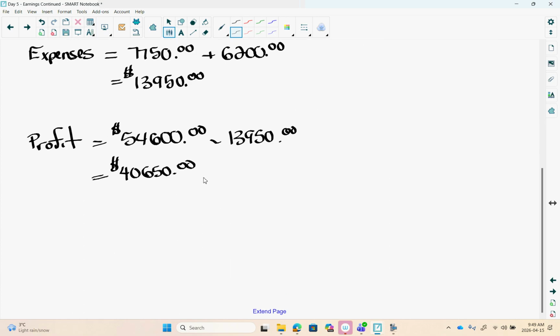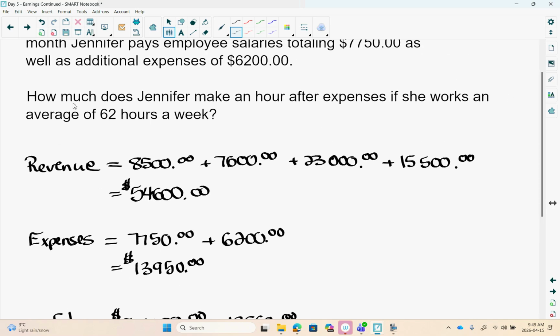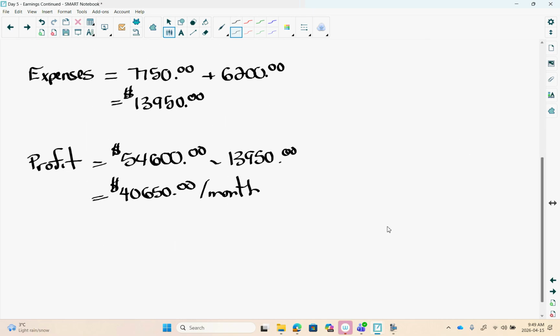So that's how much she's bringing in a month. What do they want me to do with that? What does the question ask me to do? It says, how much does Jennifer make an hour after expenses if she works an average of 62 hours a week? Well, I have $40,650 a month. I want to convert it to an hourly wage. Anyone know what I do first?